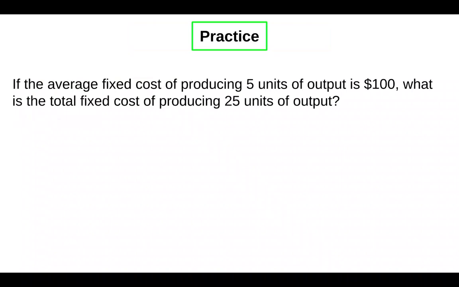If the average fixed cost of producing 5 units of output is $100, what is the total fixed cost of producing 25 units of output? Go ahead and pause the video, and then let's see what you got. So the correct answer here is $500. How do we get this? Well, we can calculate the total fixed cost by taking 5 units times 100, and that gives us $500 of total fixed cost. Whether we're producing 5 units, 100 units, or 25 units, the total fixed cost is always the same, and so it's $500.